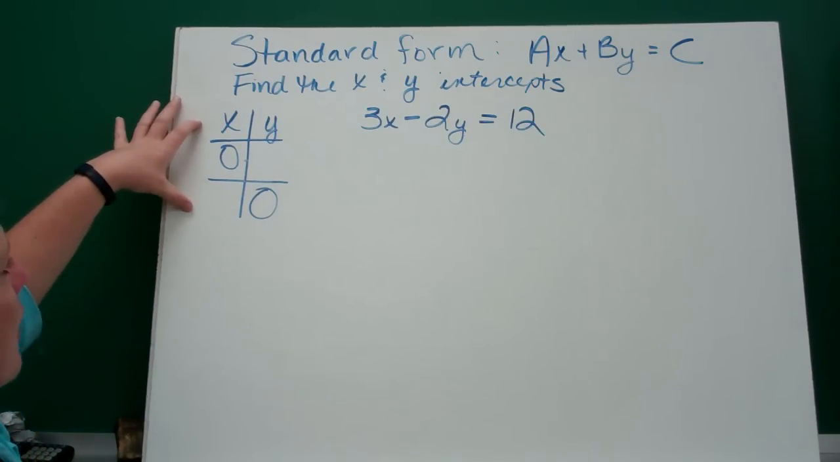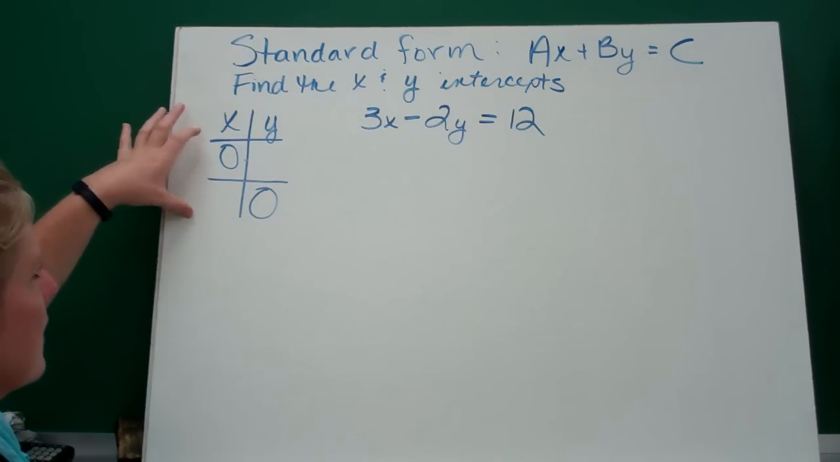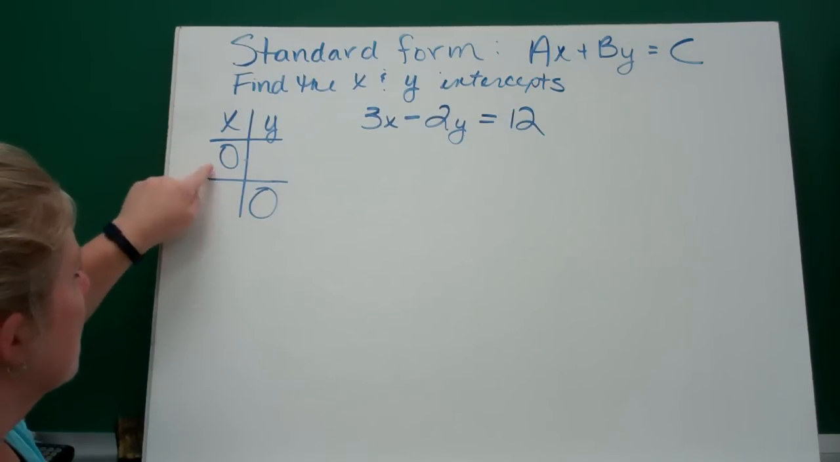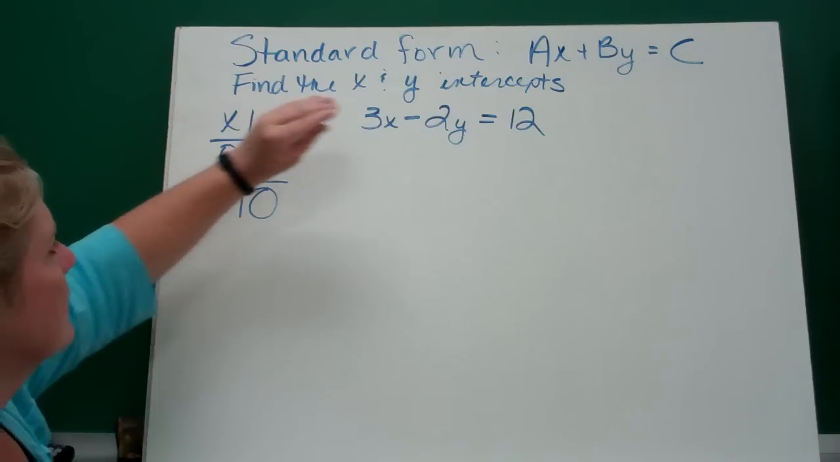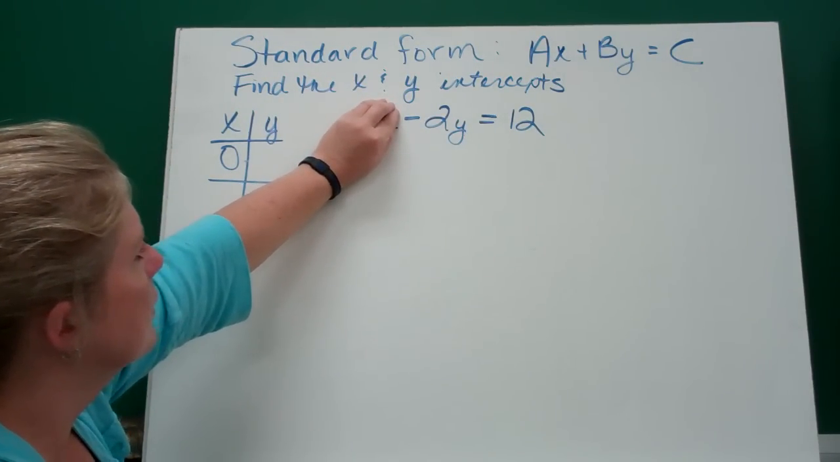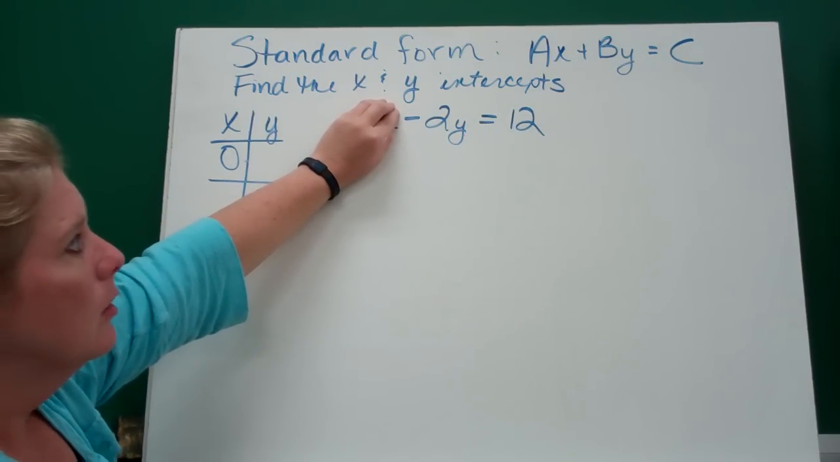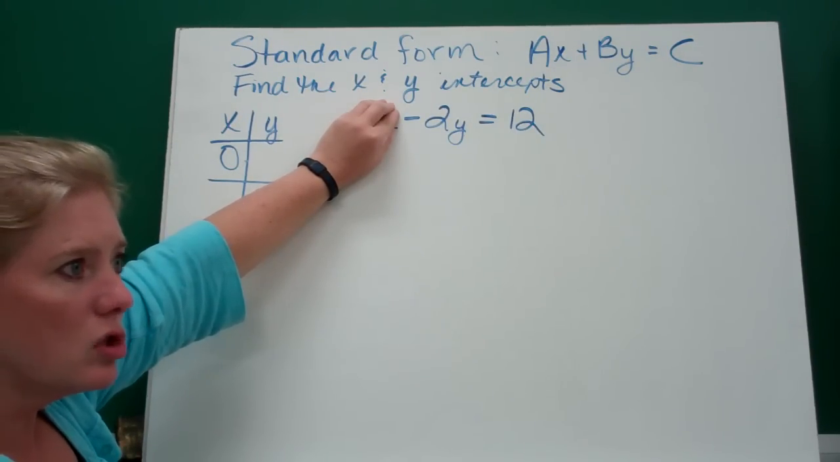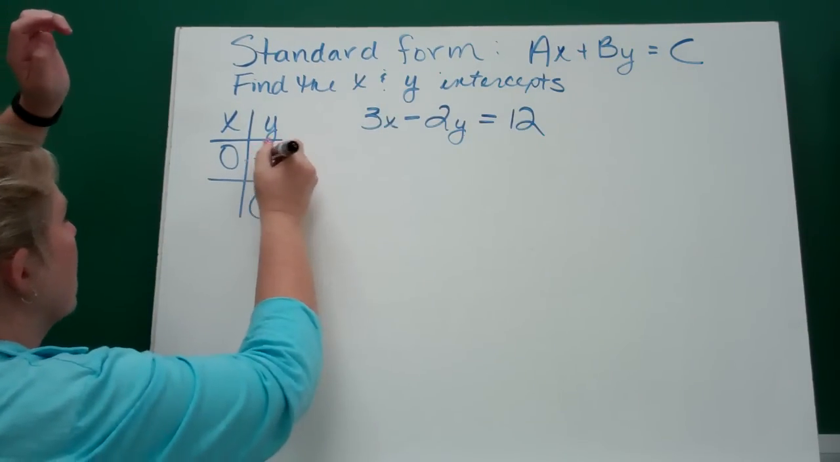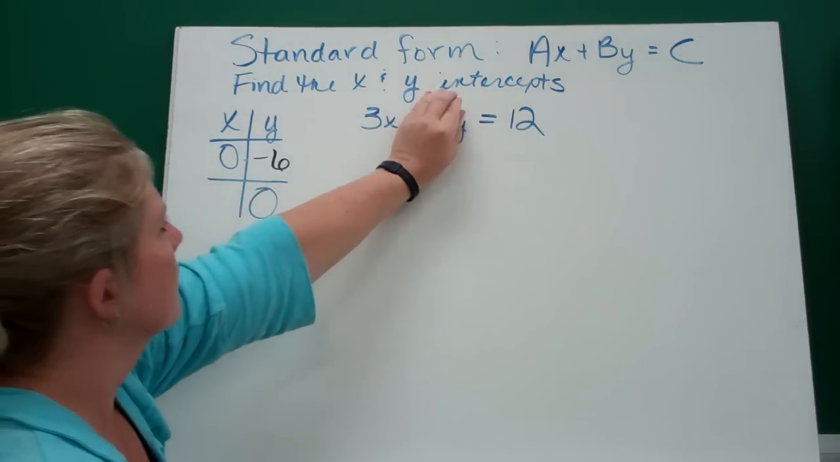So what we did is I created a table of values. I'm just going to find these 2 points, and I'll show you nice and easy how to do it. If x is 0, oh look, the x term is 0, so that means this thing goes away. We're left with negative 2y equals 12. Divide by negative 2, we can do this in our head, negative 6.